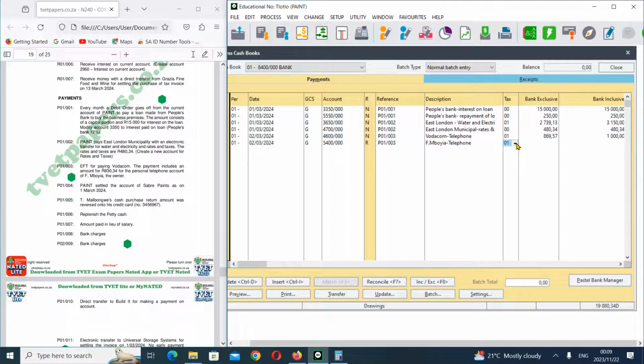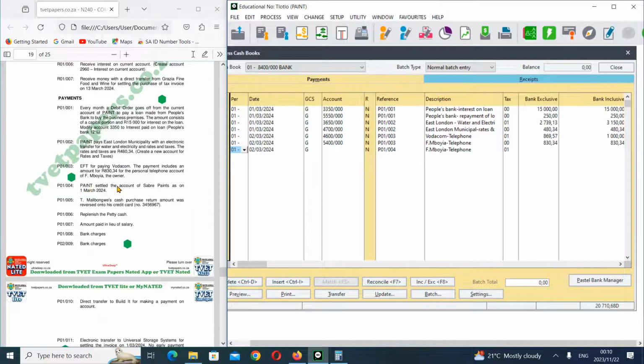So our drawings. VAT is, we know that our VAT is 00. There's no VAT charged on drawings, and then the amount is 830,34, I think. 830,34, yeah. So tab, and then we are done with that. And then where are we? So we are done with this.